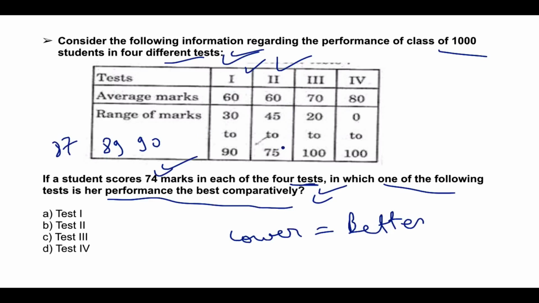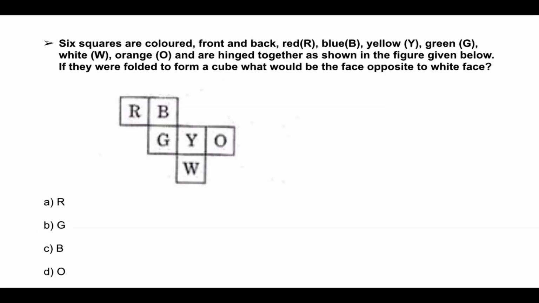But in this case, he is very close to getting second rank. Is that understood? He might get third rank or fourth rank if many people have 75 marks. But the best performance comparatively is in test 2 because he is 100% guaranteed at least that he will be in the top 10 or top 20. So the answer is B.